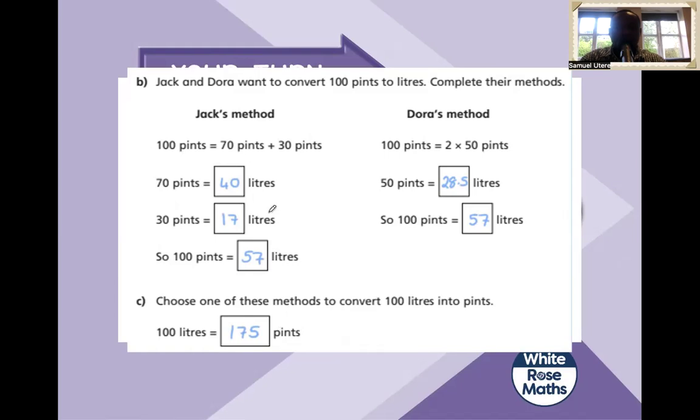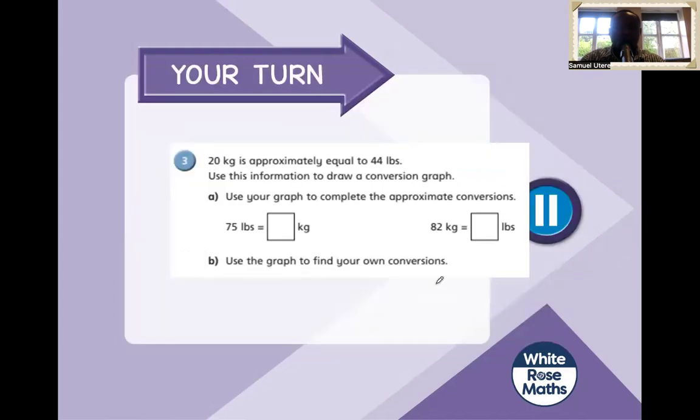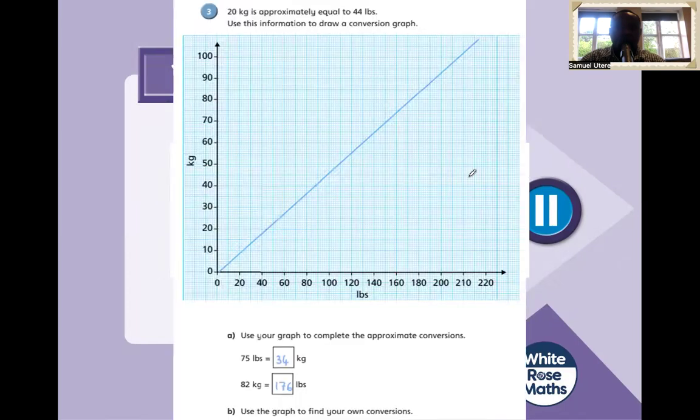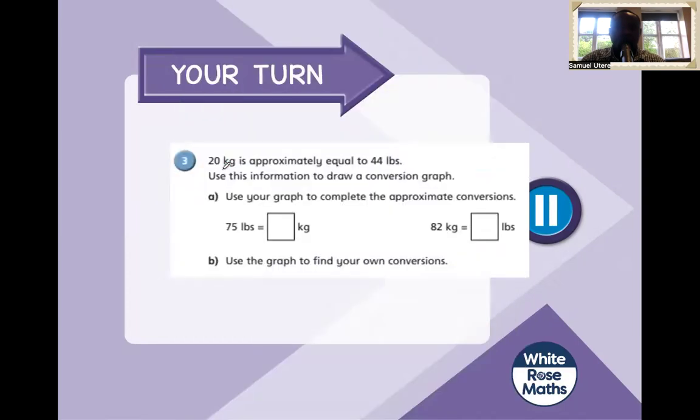Pause the video and answer question 3 in 2 minutes. Assuming you've paused the video and you've answered the questions, here are the answers. So here you were asked to use this information to draw a conversion graph. So 20 kilograms is approximately equal to 44 pounds. So by doing that, you can say 10 kilograms will be equal to 22 pounds. And then 40 kilograms, you've doubled, will be equal to 88 pounds.